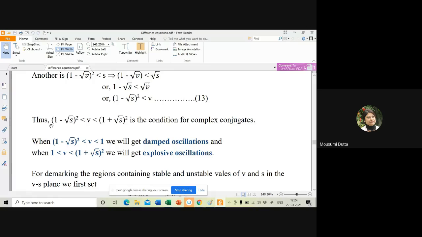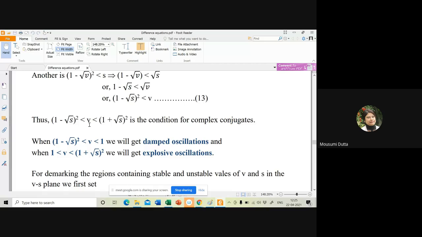So actually, these range I am writing in 2 different ways. I am repeating. One possibility is 1 minus root s whole square less than 1 less than v less than 1 plus root s whole square. Second possibility is 1 minus root s whole square less than 1 less than V less than 1 plus root S whole square.